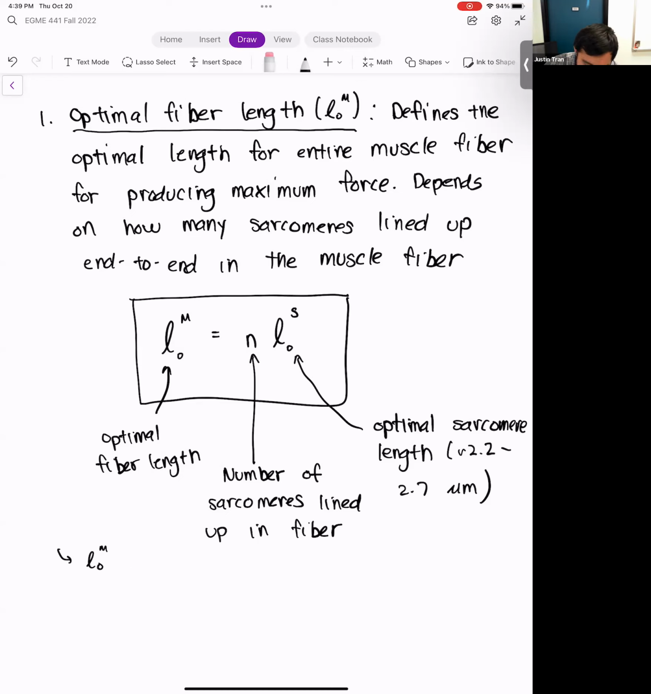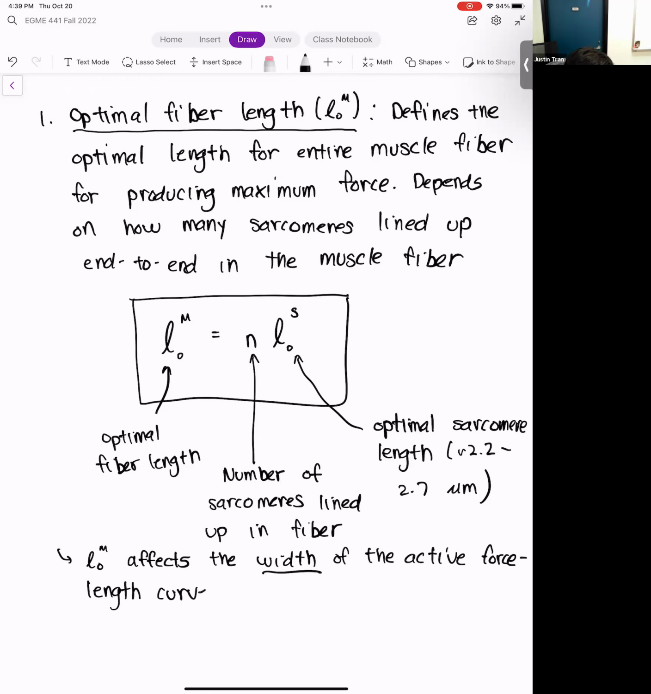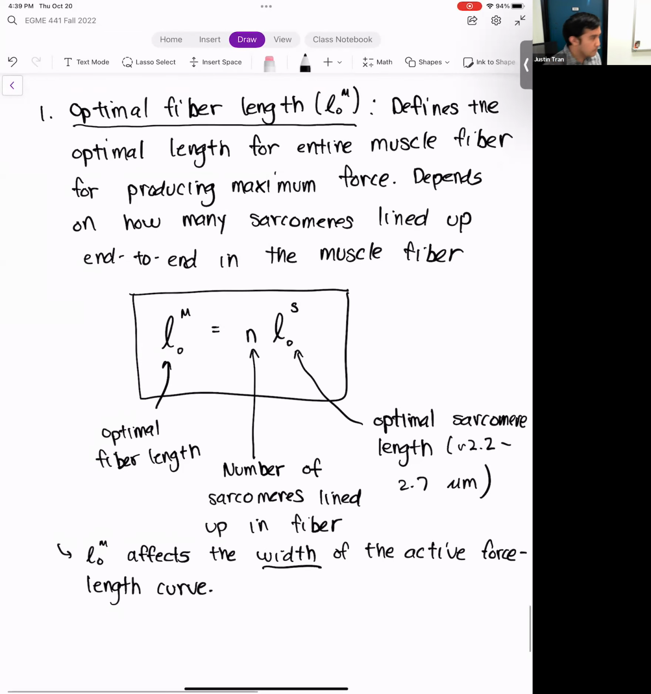So the primary effect of the optimal fiber length is that it's going to change the width of the active force length curve. Basically, the more sarcomeres that you have lined up in your fiber, the wider your active force length curve is going to be.